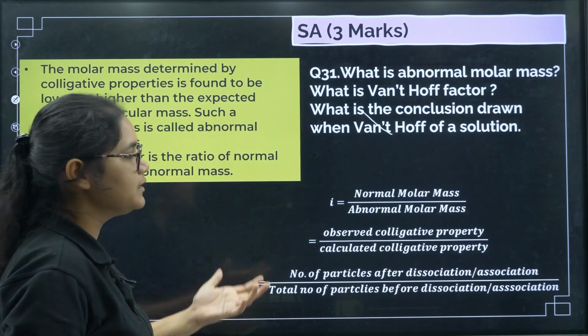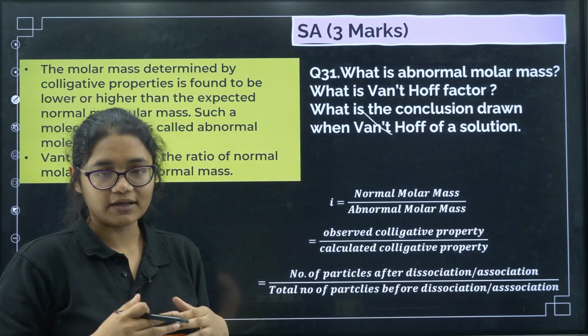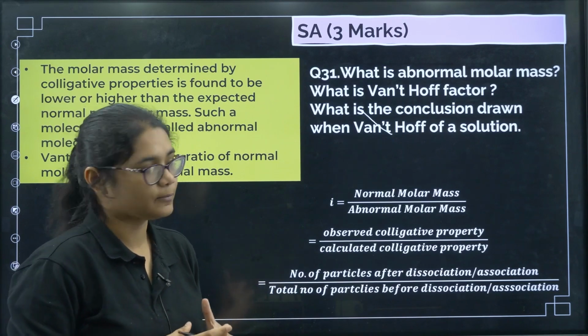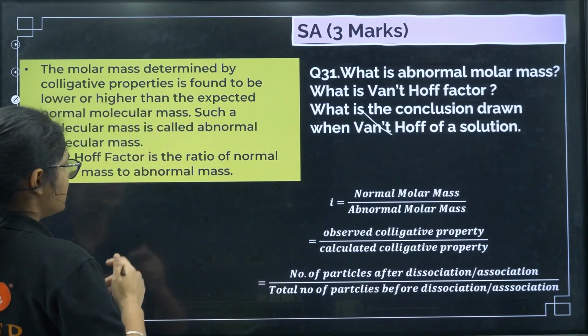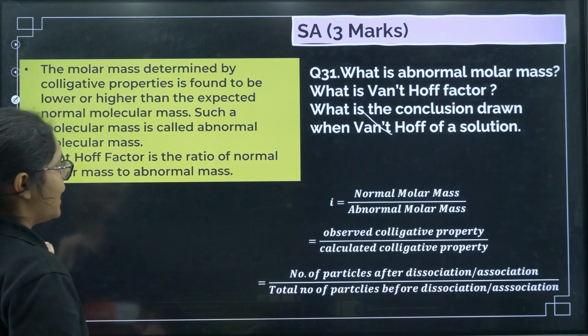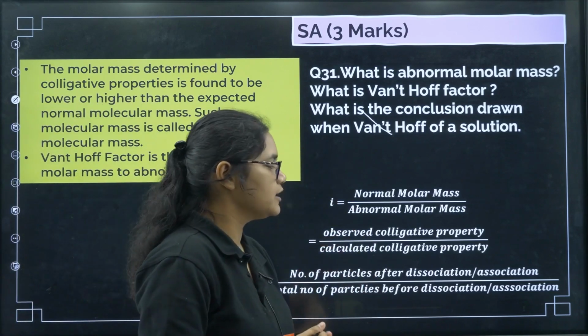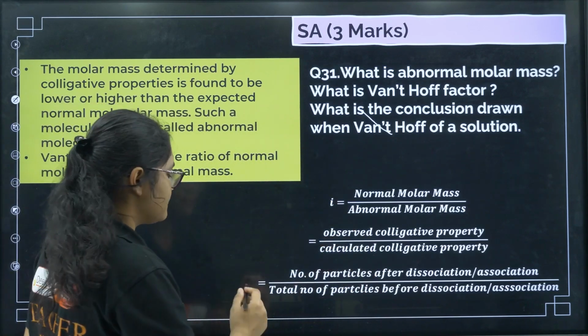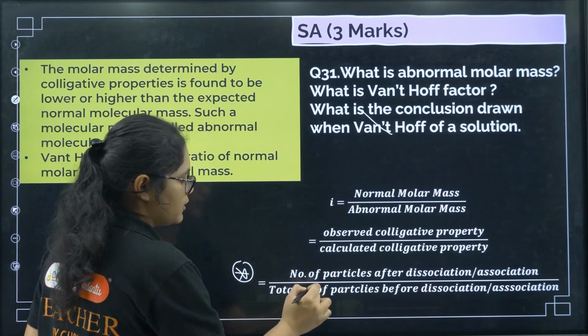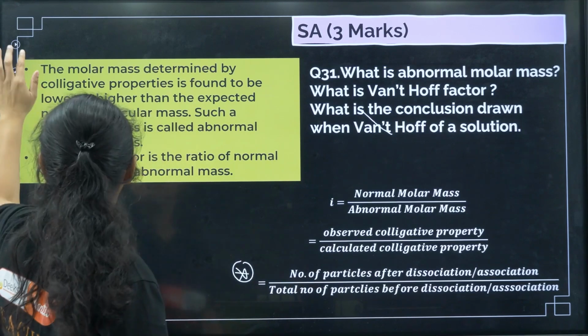Now, why does this happen? This happens because the solute either associates or dissociates. Okay. Next, what is Van 't Hoff factor? It is the ratio of normal mass to abnormal mass. Here are the different formulas of Van 't Hoff factor. You can use them, and the most commonly used formula is this one, right?